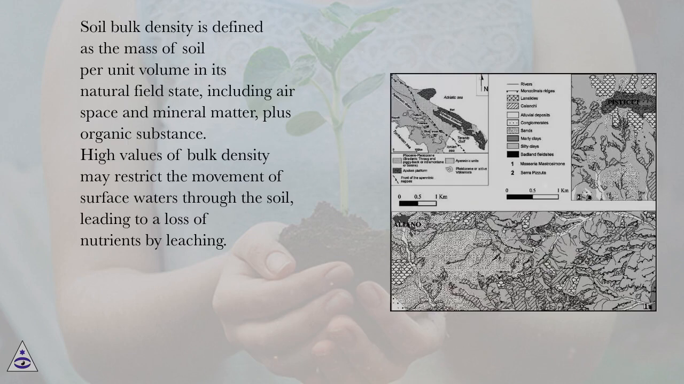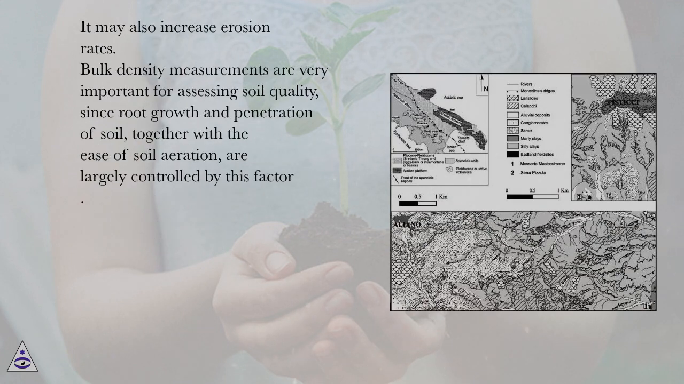Soil bulk density is defined as the mass of soil per unit volume in its natural field state, including air space and mineral matter, plus organic substance. High values of bulk density may restrict the movement of surface waters through the soil, leading to a loss of nutrients by leaching. It may also increase erosion rates.